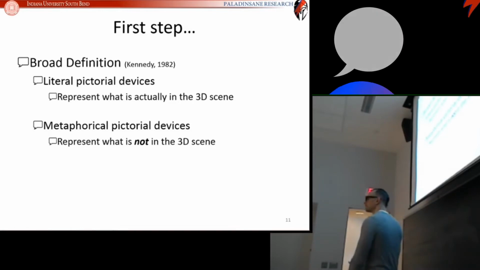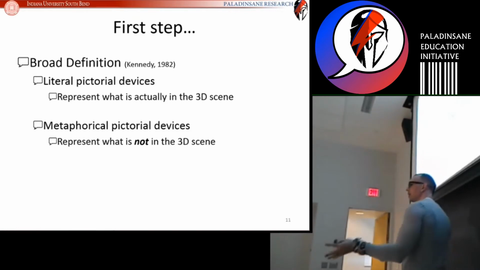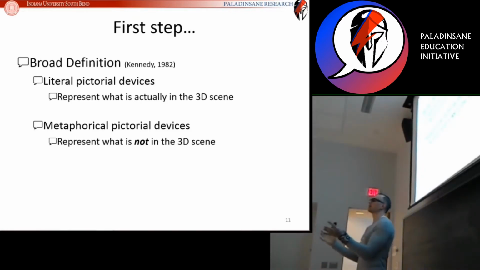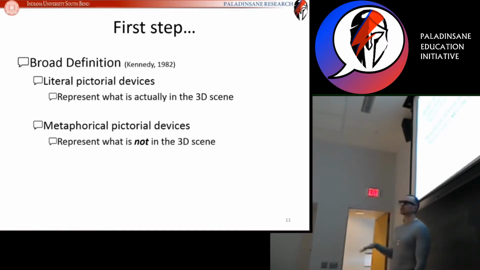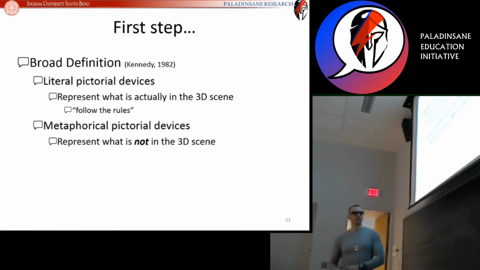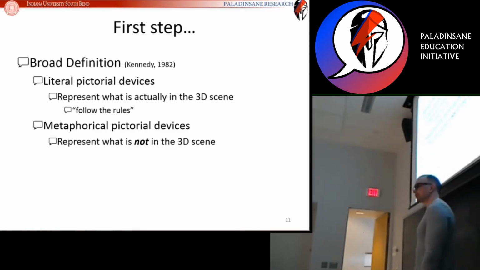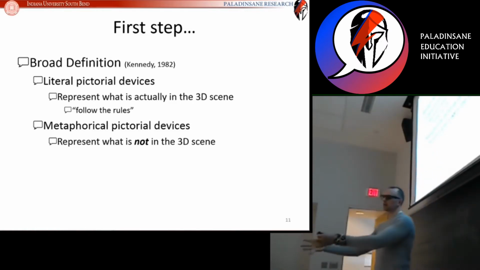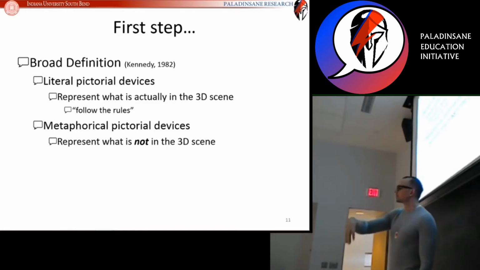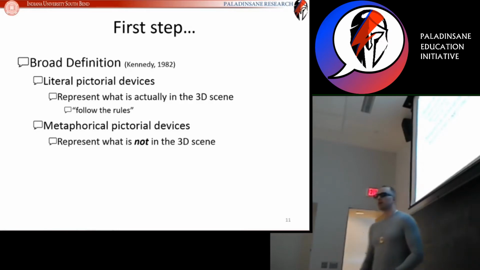Metaphorical devices are anything that depicts what is not in the 3D scene. So they're any part of your picture that depicts something that doesn't occur in the real world. Literal pictorial devices, and this is the phrase that Kennedy was using, are devices that follow the rules. They follow the rules of perspective, the rules of projection, the rules of perspective geometry. These are used as the basis of our understanding of pictures.